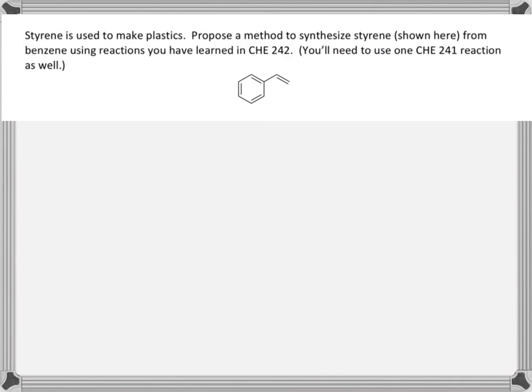Okay, last question on this handout is about styrene. We're going to propose a method to make styrene using benzene, and the question points out that at least one of the reactions we need to use is from Chem 241. Here is the structure of benzene, which is our starting material. We're doing this backwards, so we're doing the final reaction first.